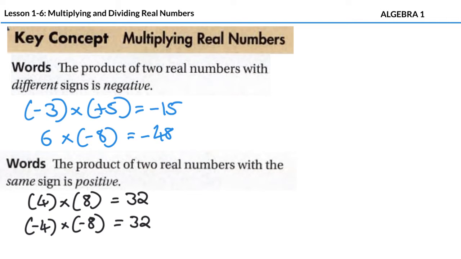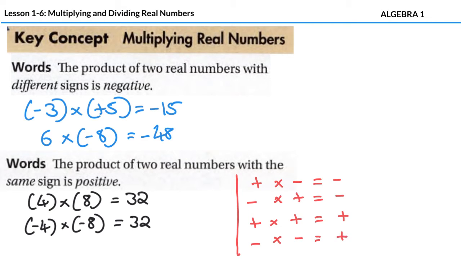So in short, you can summarize for multiplication: a positive number multiplied with a negative number will always be negative. A negative number multiplied with a positive number will always be negative. Positive multiplied with positive will be positive, and negative multiplied with negative is going to be positive. So these are the basic key concepts of multiplying real numbers.